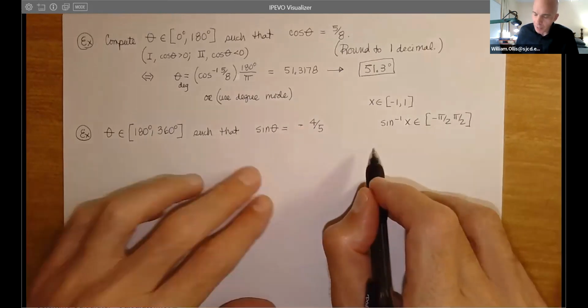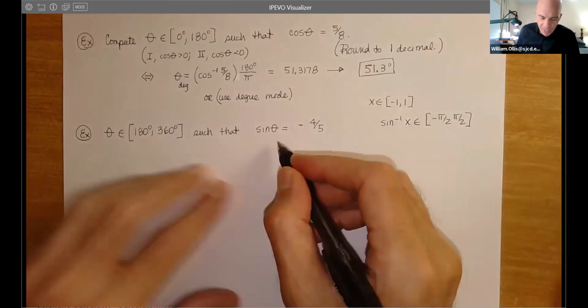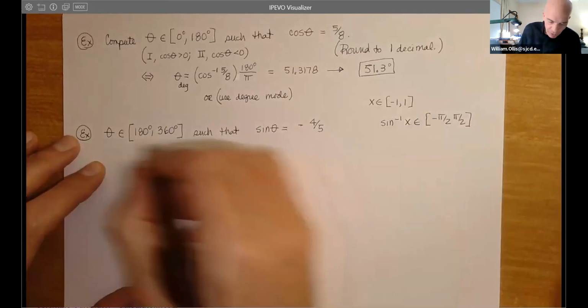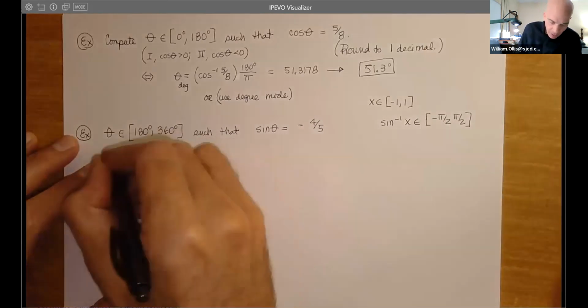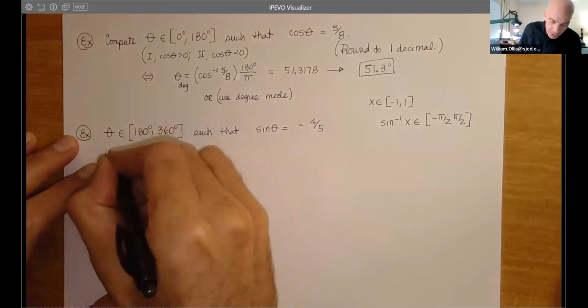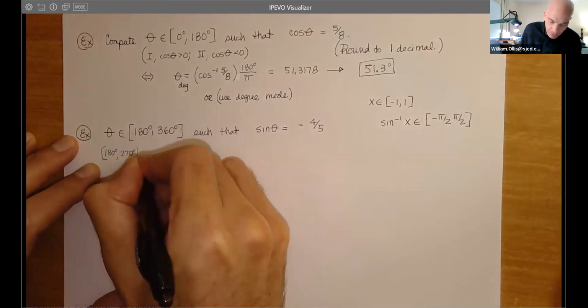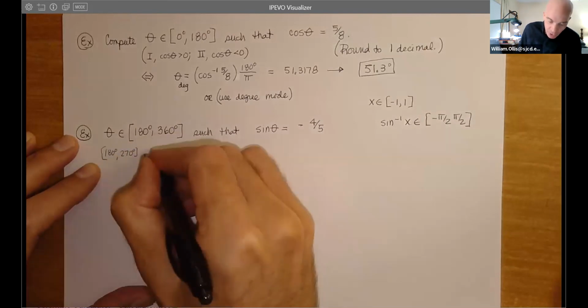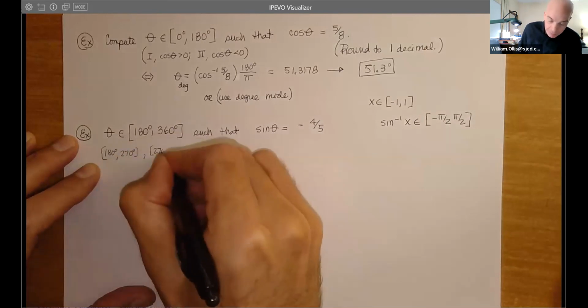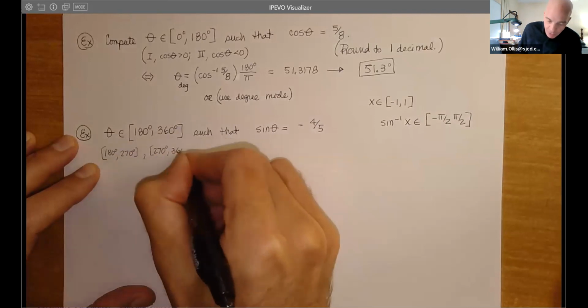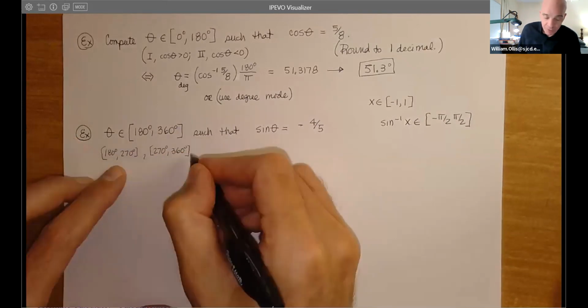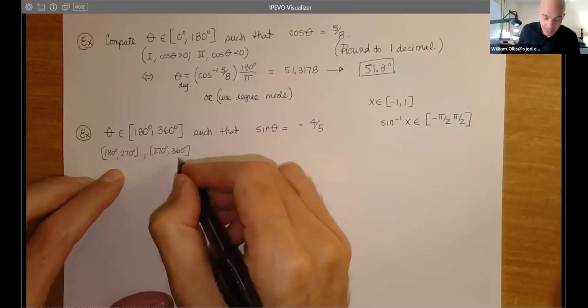But then we think about this, and let's just say here, 180 degrees to 270 degrees, and then 270 degrees to 360 degrees. Okay, in both of these cases, the sign is negative.